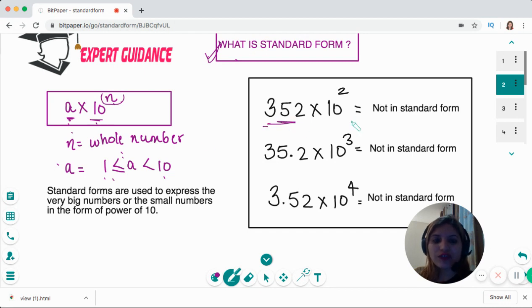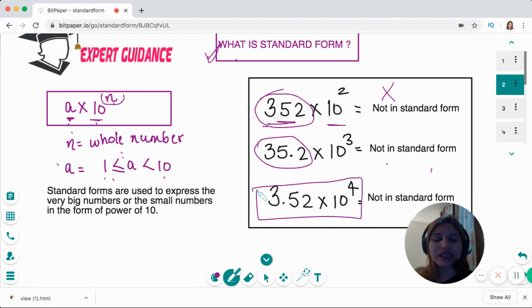So 352 times 10 to the power 2 is not in standard form because this A term is greater than 10. 35.2 times 10 to the power 3 is still not in standard form. But if you write it as 3.52 times 10 to the power 4, then 3.52 is less than 10. So this is what is in standard form.